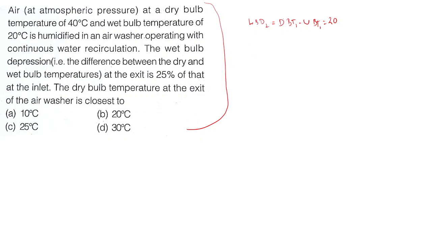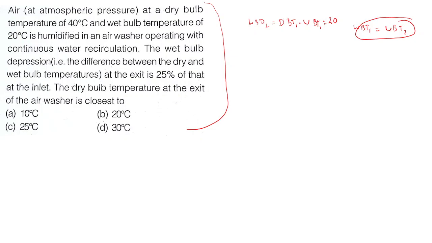So here what is happening? We are just adding the water vapor because it is humidifying with the air washer. I told you, it is simply air saturation, a constant enthalpy, isenthalpic process. So the same thing will happen. So wet bulb temperature for 1 and 2 would be the same.